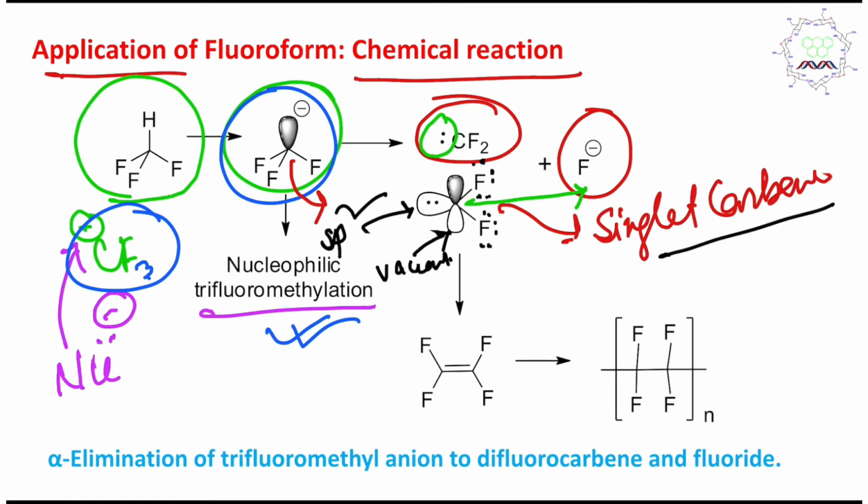And by the way, you may consider that's two carbenes. This is CF2 plus this is CF2. These two can combine and produce a double bond or pi bond.